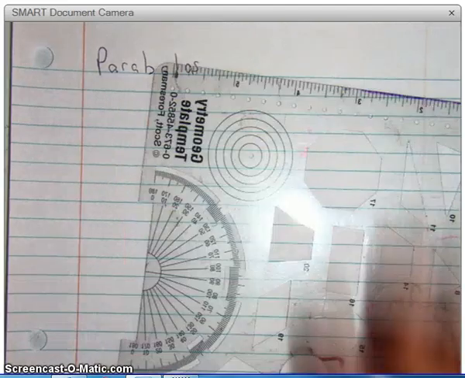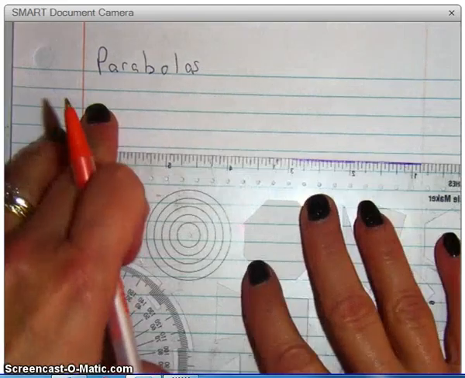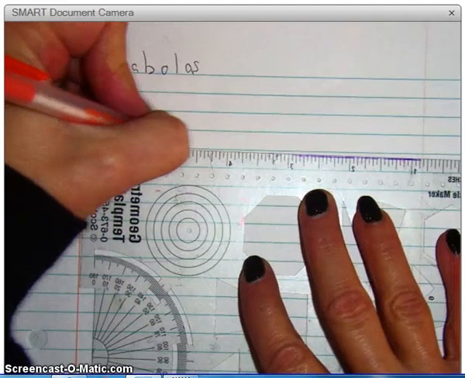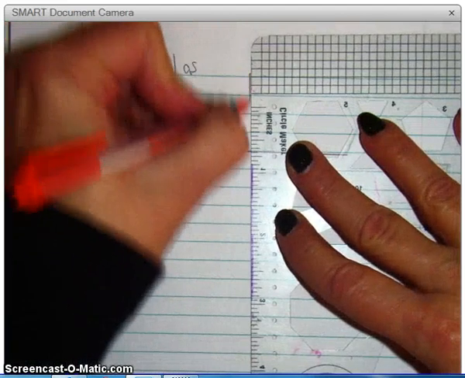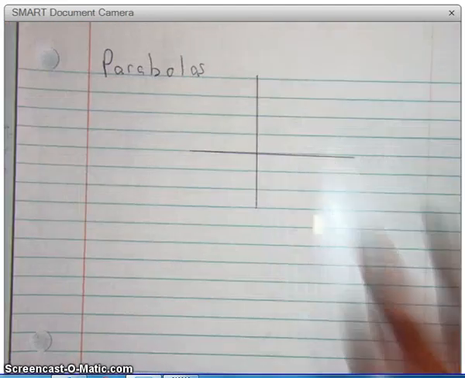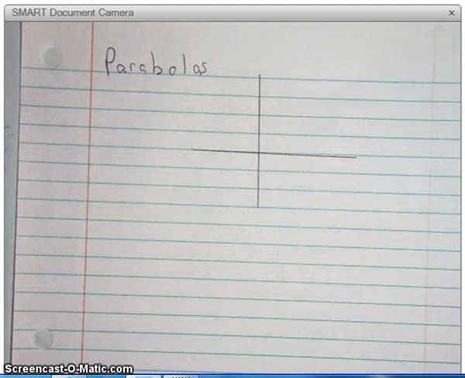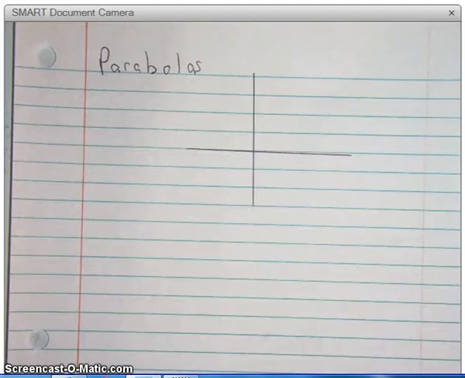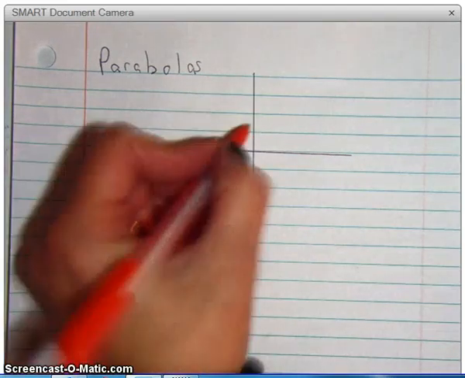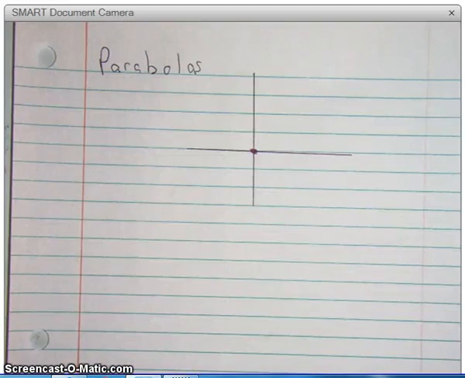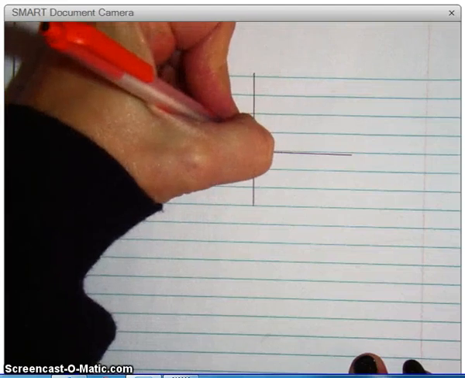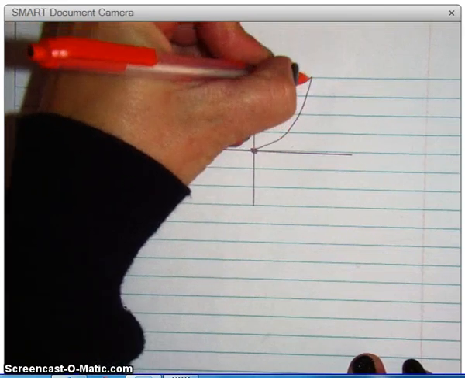We're going to draw a little coordinate plane up here. We're going to graph the parent parabola, which has its vertex at 0, 0. And it opens up. So that parabola is y equals x squared. We just got done talking about that.